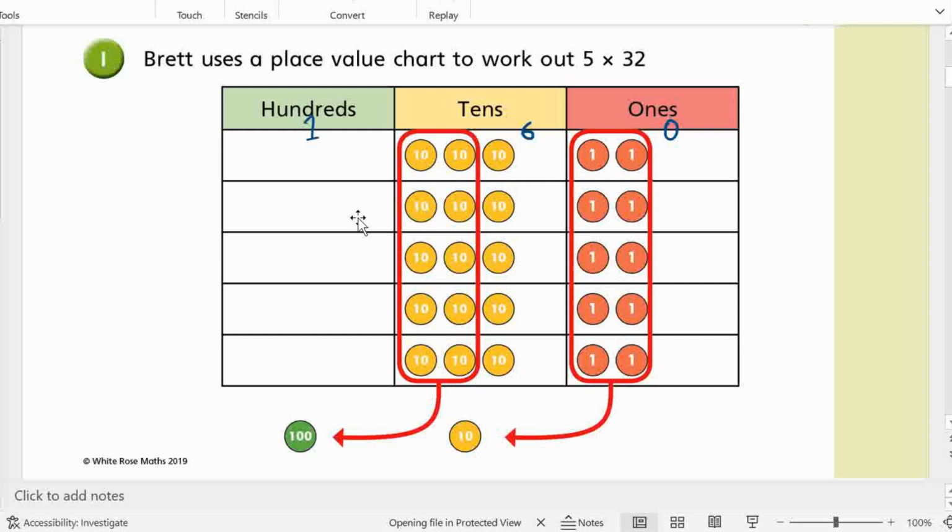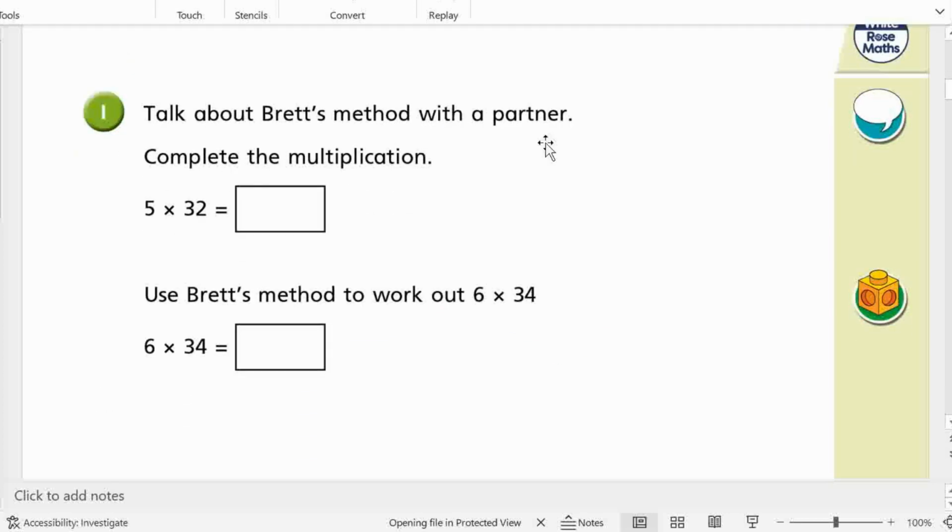Okay? Right. Talk about Brett's method with a partner. Complete the multiplication 5 times 32.